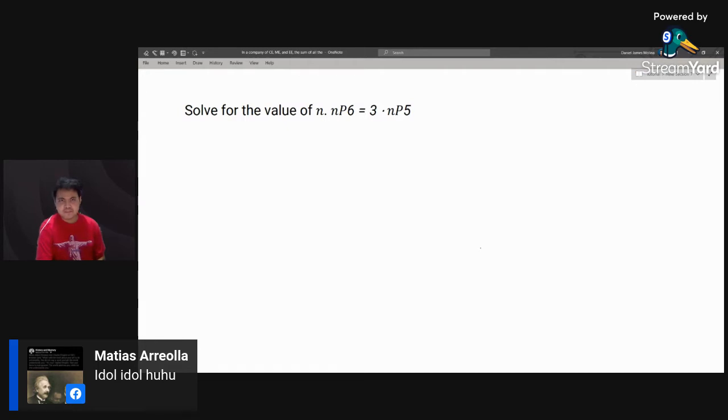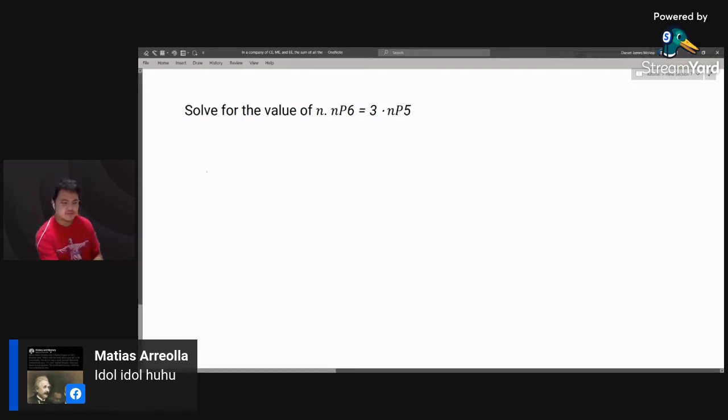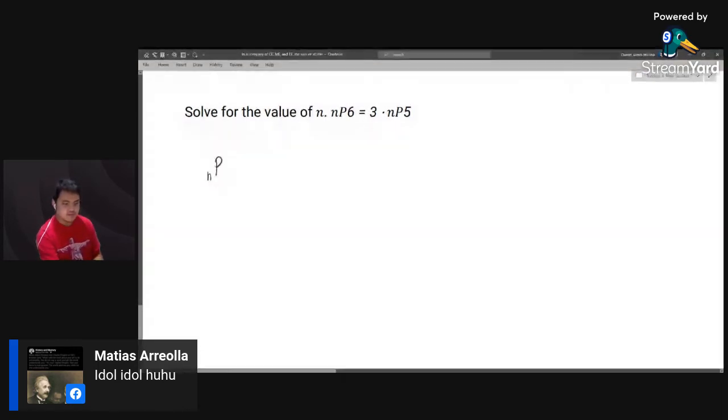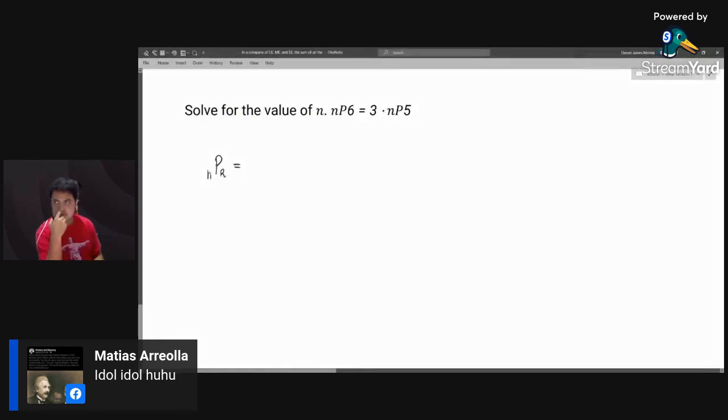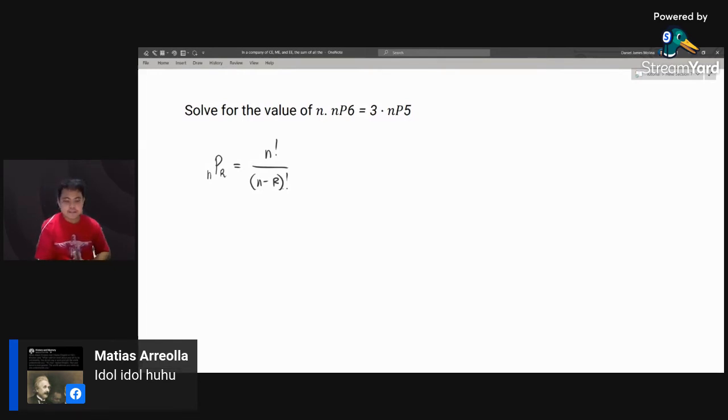So, permutation, no? Let's recall the formula for permutation. I think this one is n factorial over n minus r factorial. Diba? So, ito yung ating equation. Our formula. Okay?